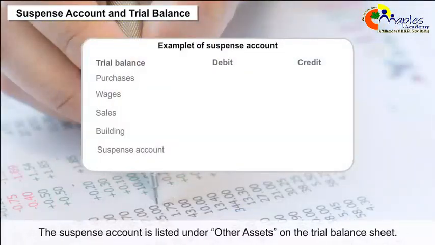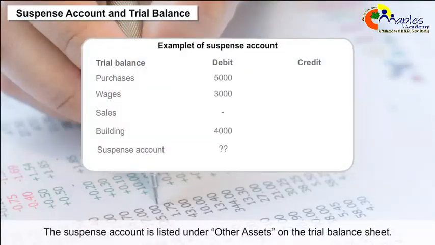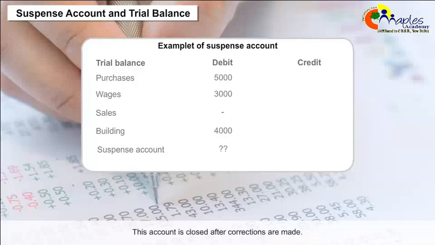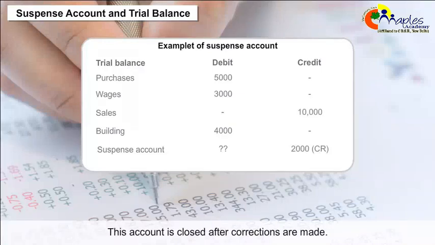The suspense account is listed under other assets on the trial balance sheet. This account is closed after corrections are made. Thus, it no longer remains a part of the trial balance.